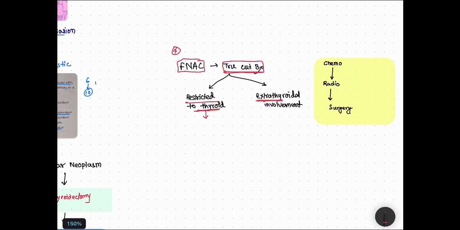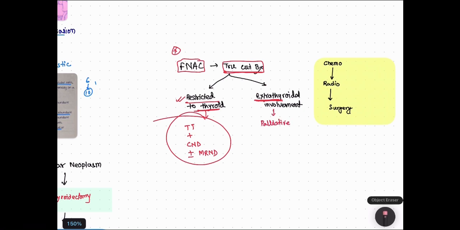If it is restricted to the thyroid, even then we have to go for aggressive management. So we will be doing total thyroidectomy plus central neck dissection, plus or minus MRND depending on whether it is needed or not. So even if it is restricted, we have to go for aggressive surgery. And if there is extrathyroidal involvement, we have to go for palliative treatment.